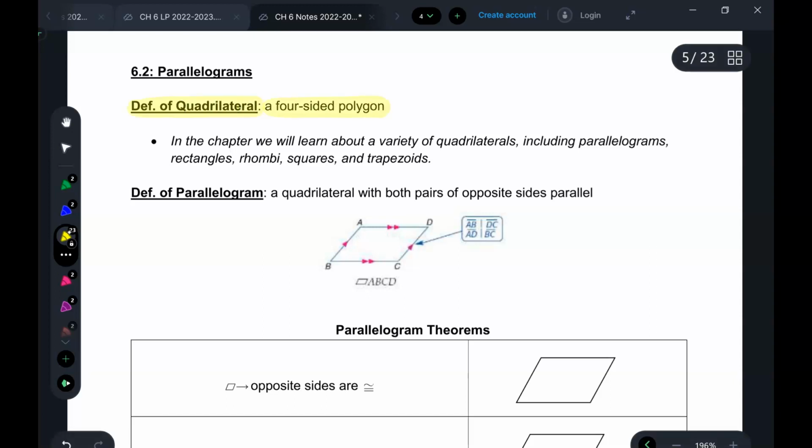So quadrilateral, four-sided polygon. That's all we need, right? Okay. All right. We're going to learn parallelograms, rectangles, rhombi, which is the plural for rhombus, squares, and trapezoids.